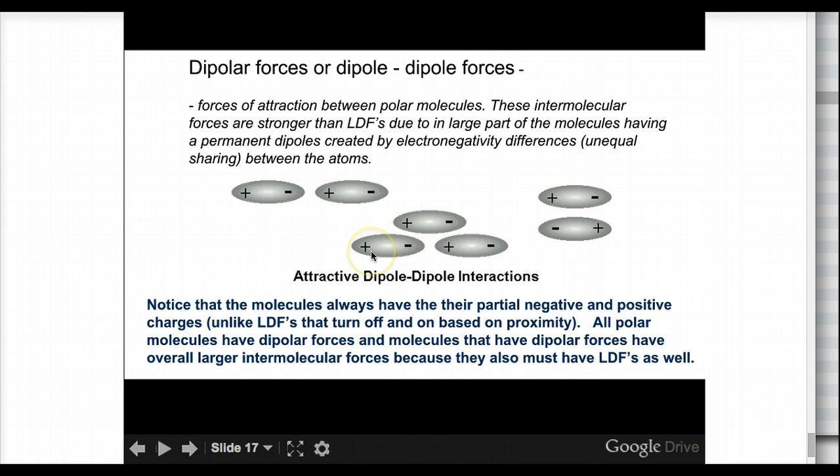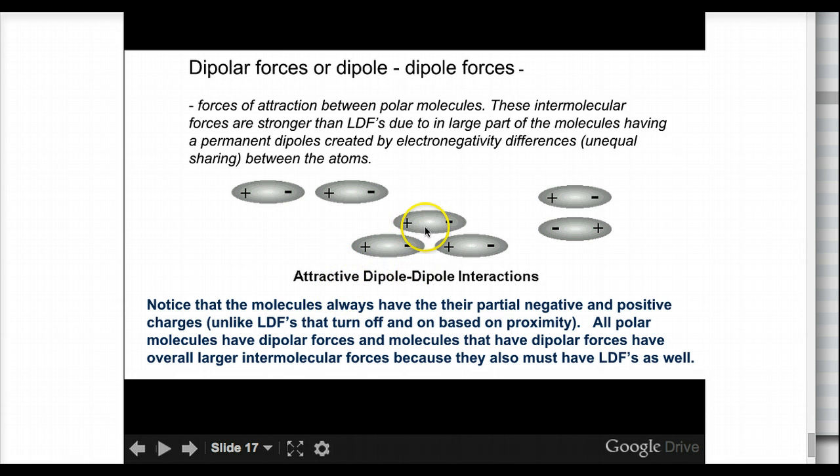And of course, the strength of these dipolar forces increases as these become more polar. The pair of electrons that is being shared unequally, let's say this is HCl, the more it is shared unequally, or as the electronegativity difference increases, the greater the negative and positive, and therefore the stronger the attractive forces.